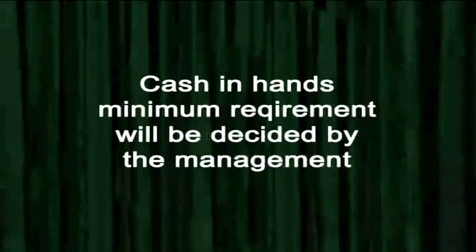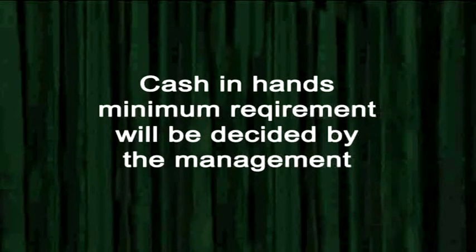Till now we have learned to compute the inventories, all the 3 segments of inventories, that is raw material, work in progress and finished goods. Then we have learned to compute debtors, and now the question comes about cash in hand. Cash in hand's minimum requirement will be decided by the management. With this we have learned to compute the current assets on an estimated basis to find out working capital.